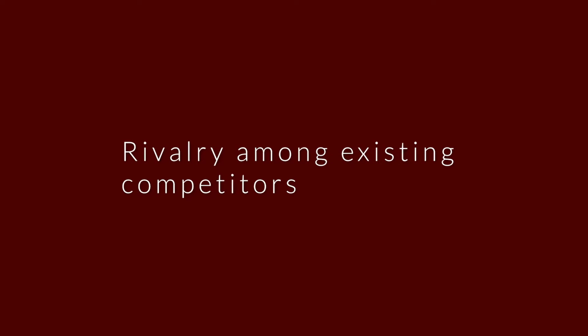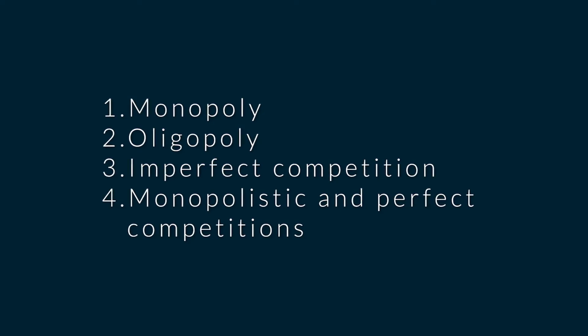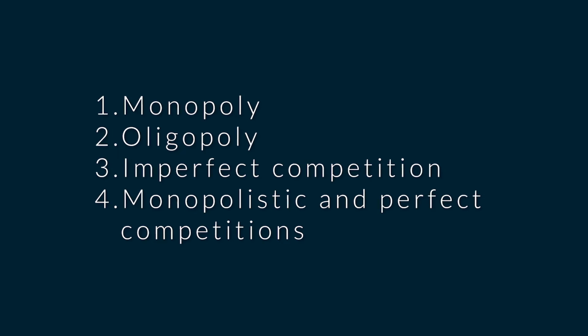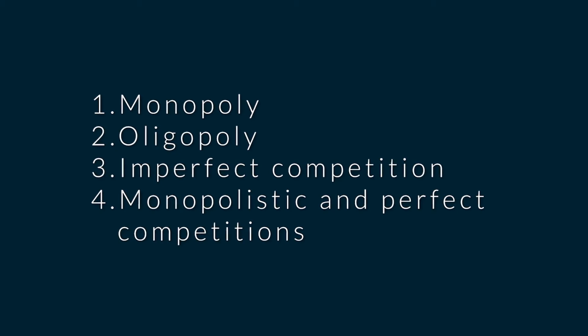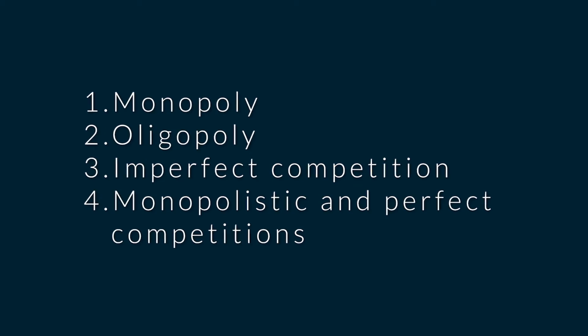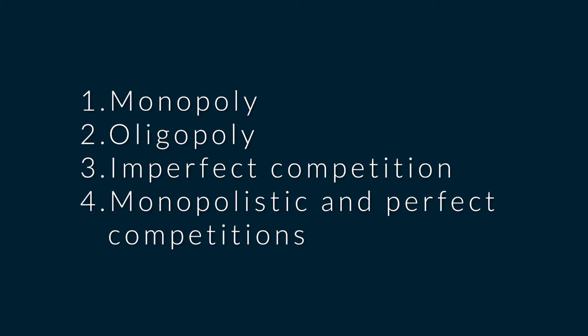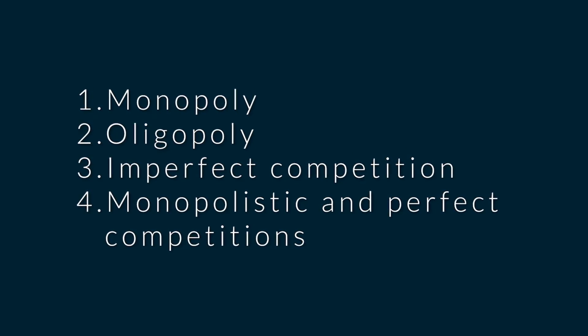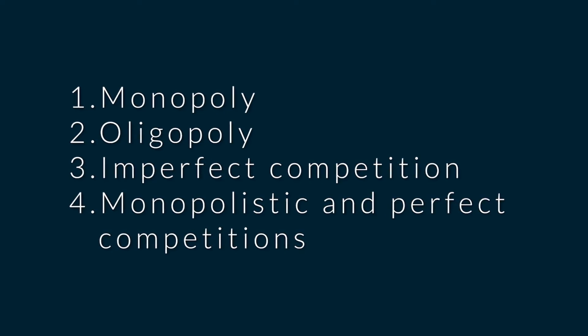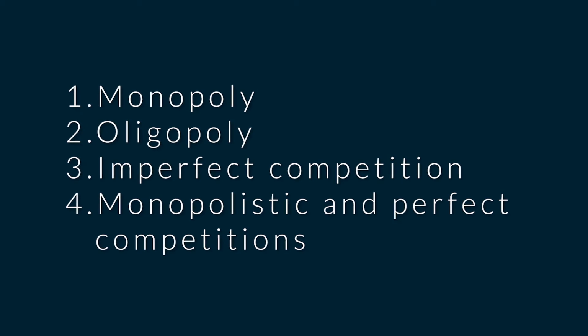Number one, rivalry among existing competitors. Now, the nature of this rivalry will, for the most part, depend on the type of market that you exist in. And this could be monopoly. If it is a pure monopoly, then you have one large supplier in the market. So it could be number 2, oligopoly. So in this case, the market is dominated by few large suppliers because the cost of entering such market is high. For instance, in oil industries. We have imperfect competition, where you have various suppliers selling various products, and then you have monopolistic and perfect competitions.